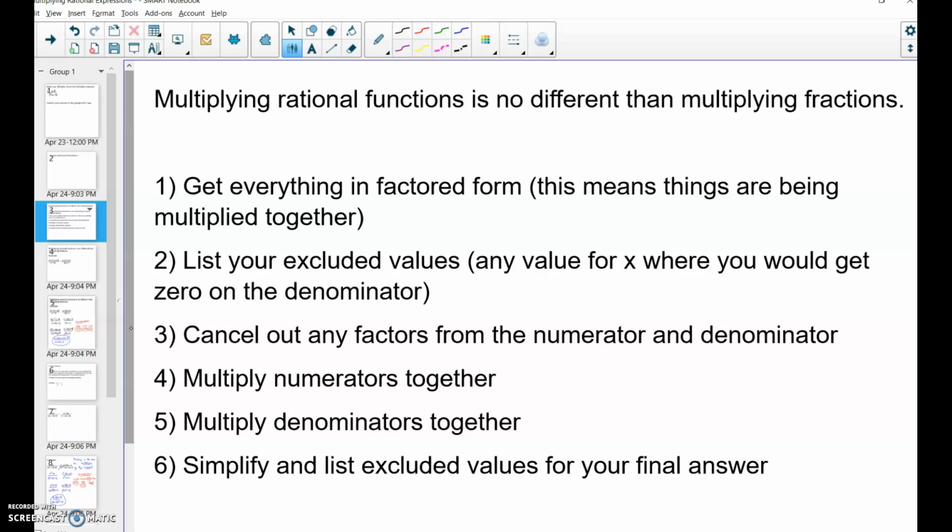When you cancel something out, what you're doing is dividing. And if you divide anything and cancel everything out, you're just left with 1. You are not left with 0. So make sure to make a note of that. When you cancel everything out, if there's nothing left, it's 1. Then you're going to multiply the denominators together. Your last step is to simplify and list any excluded values to give you your final answer. So we're going to take a look at an example problem. If you need to pause the video here so you can write all the steps down in your notes so that you can go back and reference them, that'd be a good idea.